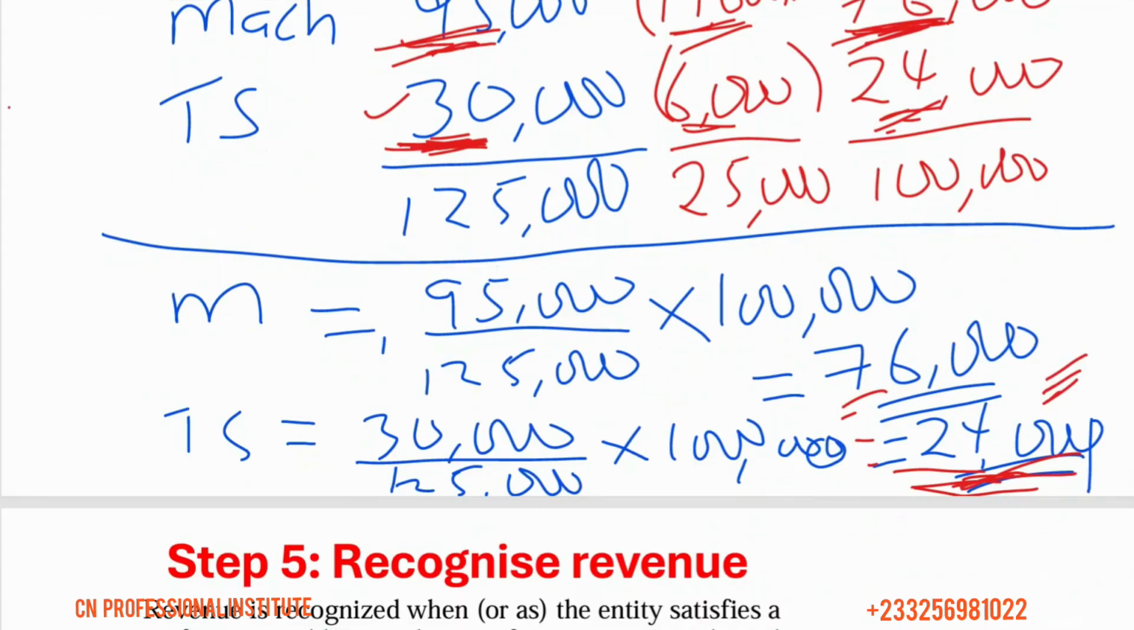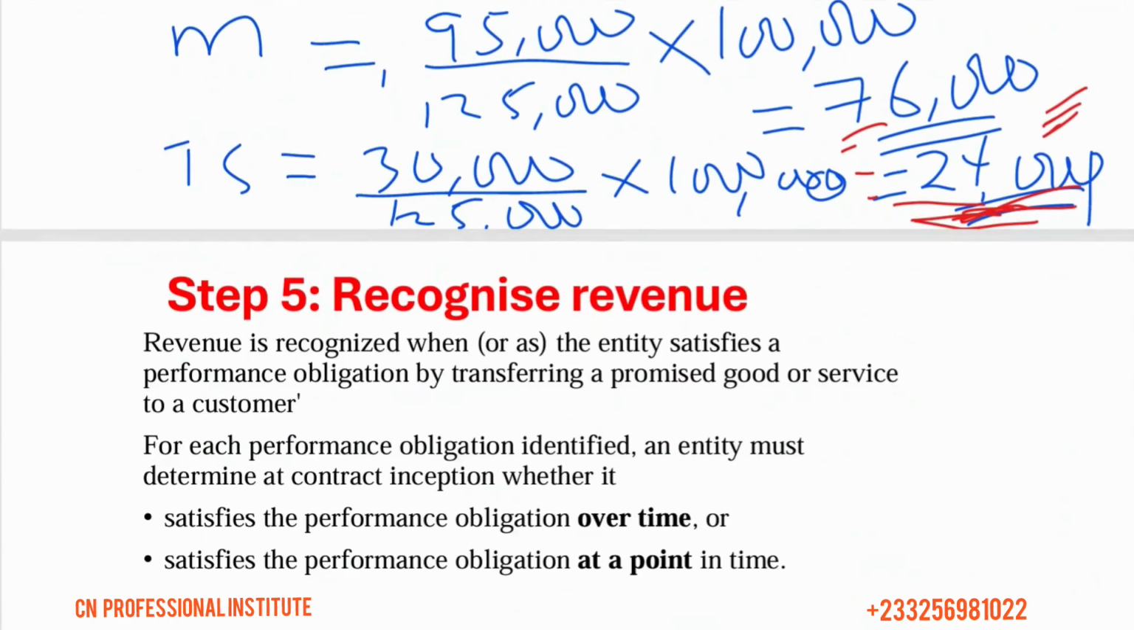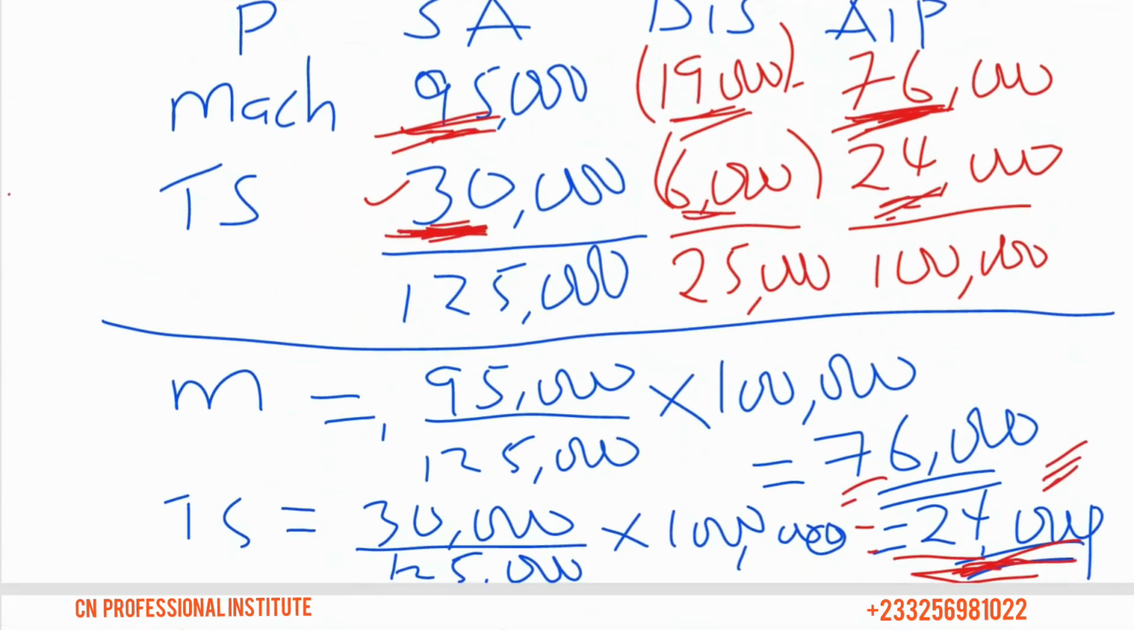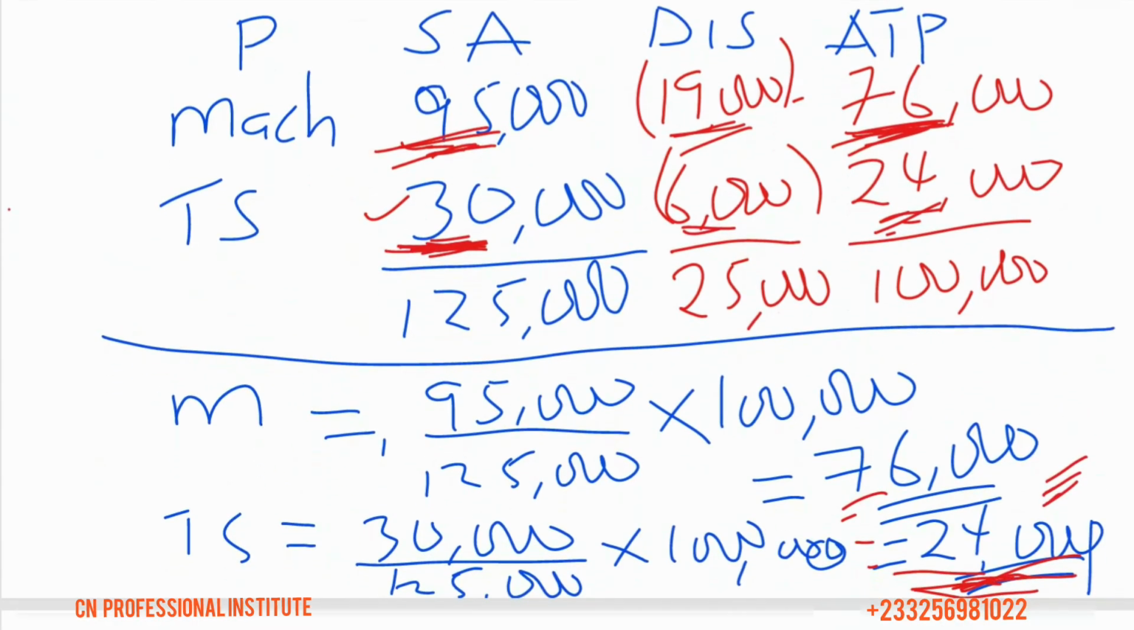You can even allocate the discount first. You deduct the discount from the standalone selling price and you get the transaction price. If you want to allocate the discount alone, you pick the machine, you pick the 95,000 here, divide by 125,000 times the discount, what we did in the previous step. So you pick 95,000, divide by 125,000 times the discount, 25,000.